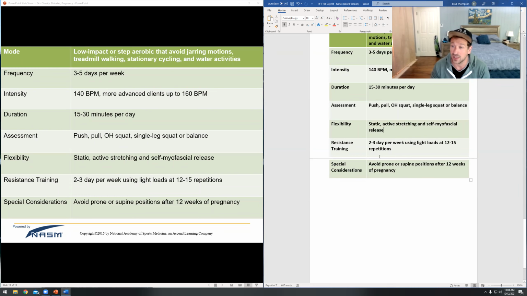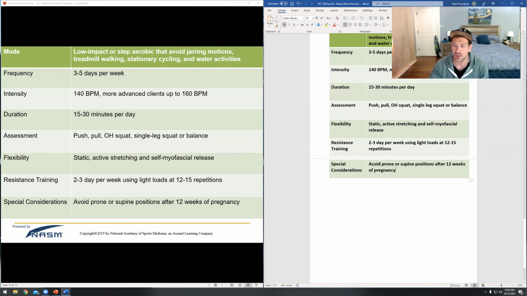For resistance training, we're going to keep the intensity relatively low as well. So 2 to 3 days a week, 12 to 15 repetitions. Those are the highest repetitions we've seen so far in this course. And that's because this is the lowest intensity lifting. We're not really trying to build muscle while our client is going through pregnancy. We're just trying to maintain their strength and maintain their physical activity. And the best way to do that is to keep the intensity relatively low.